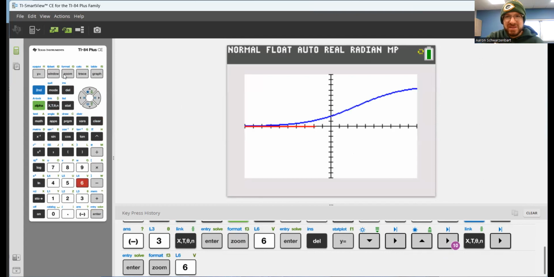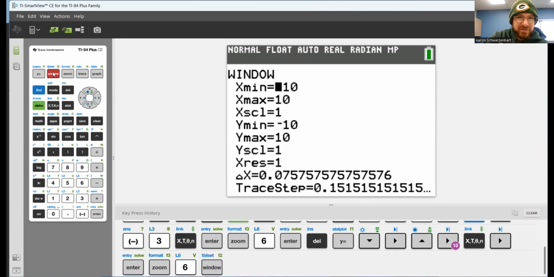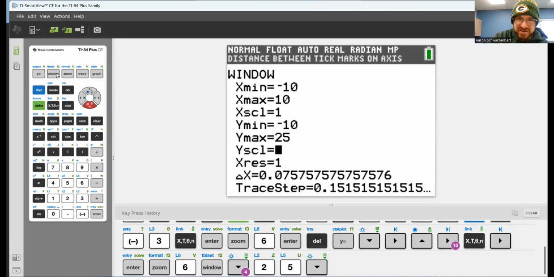And I'm just going to zoom 6. Okay, so let's look at our logistic functions. I need to make my window a little bigger. My one had an upper asymptote of 20, so I'm going to set my y max to 25. Make this 2.